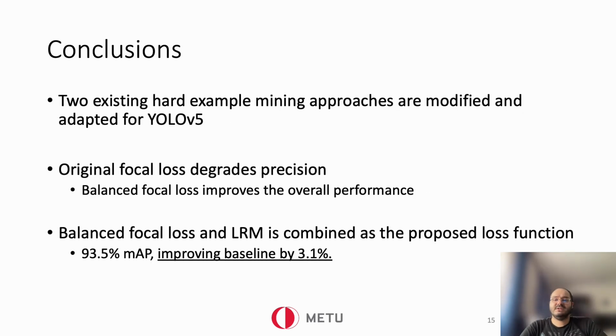So in conclusion, in this work, two existing hard example mining approaches are modified and adapted for the state-of-the-art object detector YOLO v5. While original focal loss degrades precision, balanced focal loss increases the overall performance. Balanced focal loss and LRM are combined as the proposed loss function with a 93.5% mAP score, which is higher than the baseline score by 3.1.